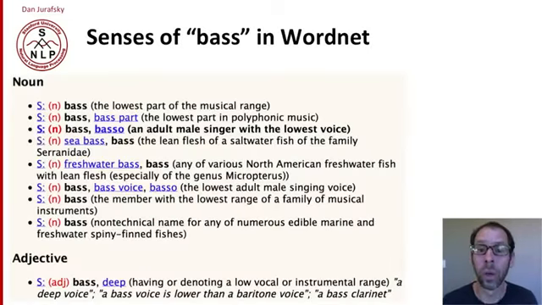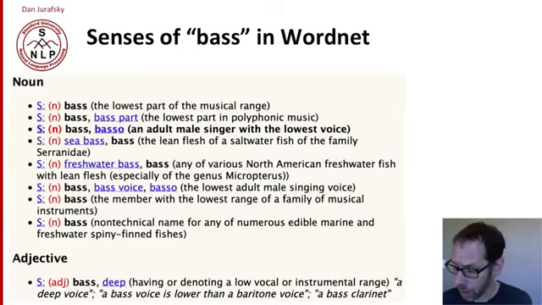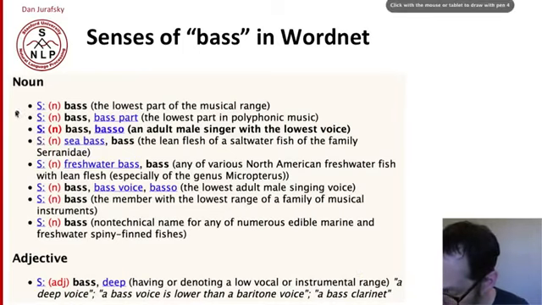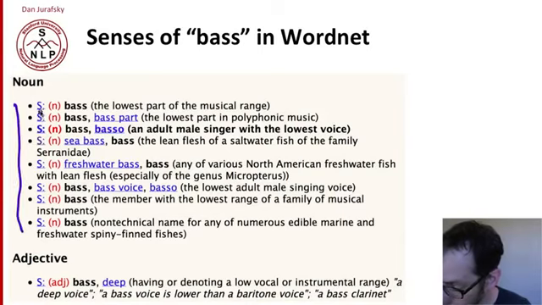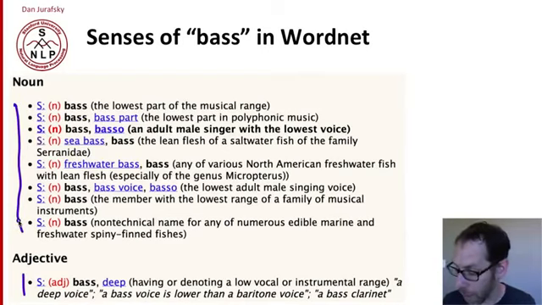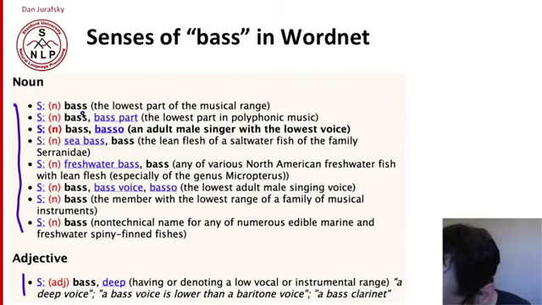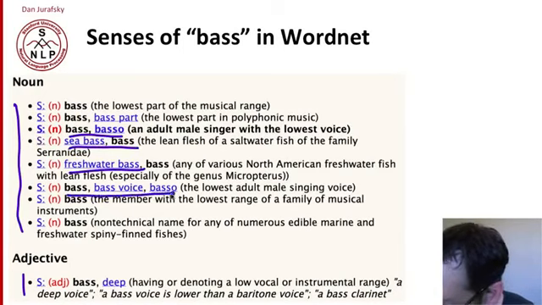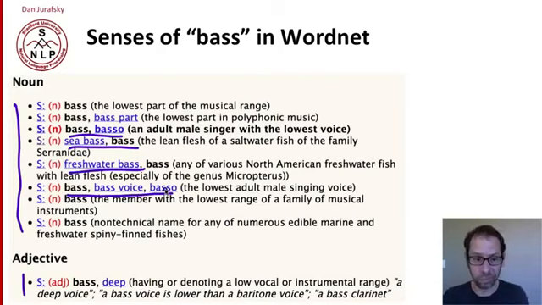So, for example, take the word bass in WordNet. We have nouns and we also have verbs. Here's a list of nouns, each of the senses, and adjectives. So we have 1, 2, 3, 4, 5, 6, 7, 8 senses of bass in WordNet. So, sea bass or freshwater bass or bass voice or basso and so on.